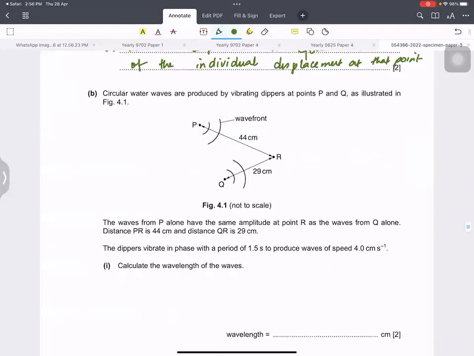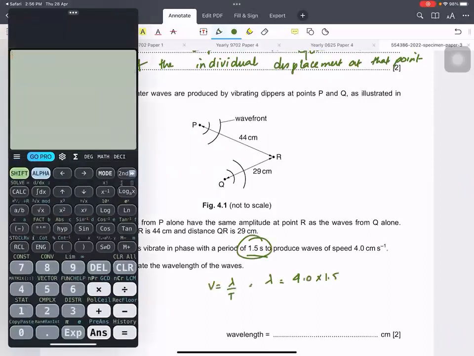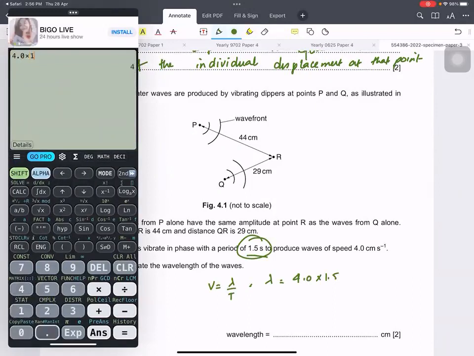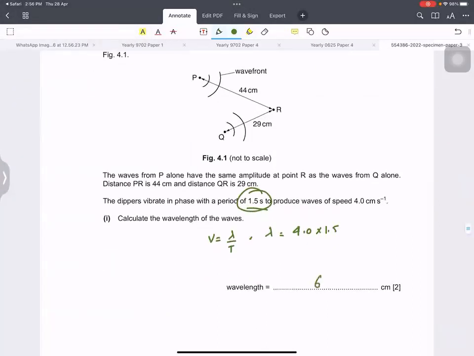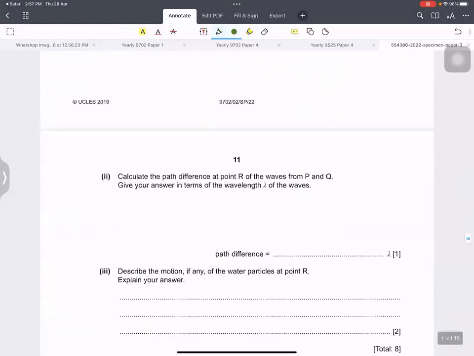Then you have to calculate the wavelength. Dippers vibrate in phase with a period of this to produce this. So v is equal to lambda upon T. So lambda will be 4.0 times 1.5. So this is 6 centimeter. So you write 6.0. Don't write 6, okay? Make sure you follow the significant figures.